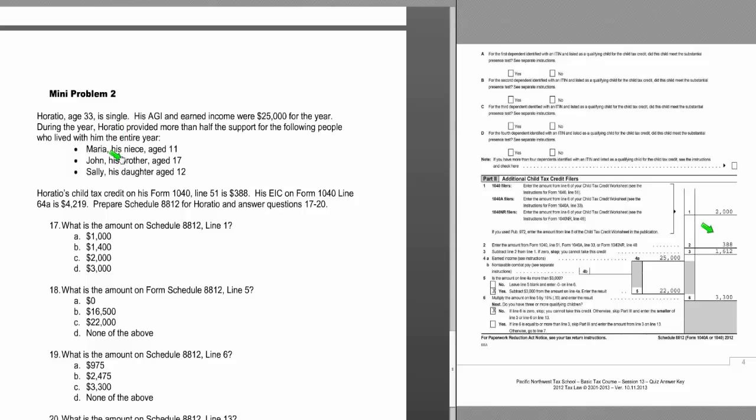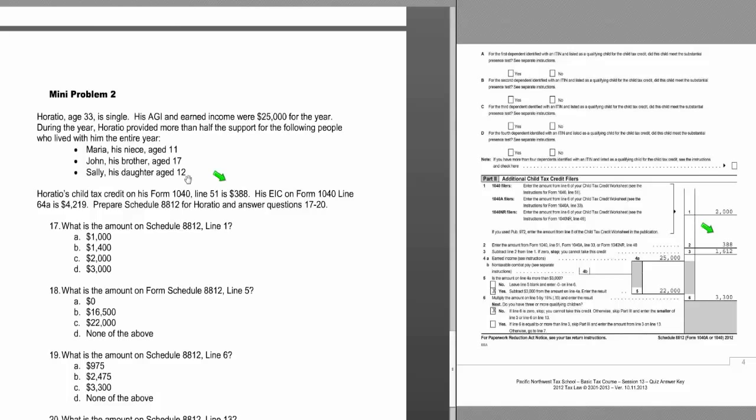What happens to be all three of these relationships are valid relationships for the child tax credit. However, John, his brother, is age 17. That means he is not under age 17. So John's out, but Maria and Sally are both individuals that will qualify him for the child tax credit. The maximum child tax credit is $1,000 per qualifying child. 2 times $1,000 is $2,000. But remember, the maximum refundable child tax credit has to be reduced by any child tax credit claimed earlier on the tax return. And in the next part of the sentence, it says Horatio's child tax credit that he is claiming on line 51 of his Form 1040 is $388. 388 is going to reduce the amount of child tax credit he is ultimately allowed to claim.